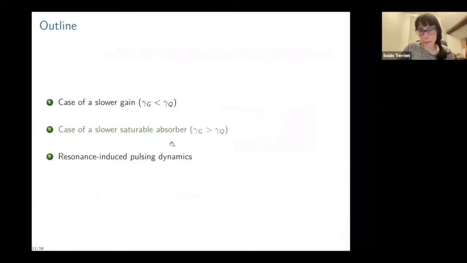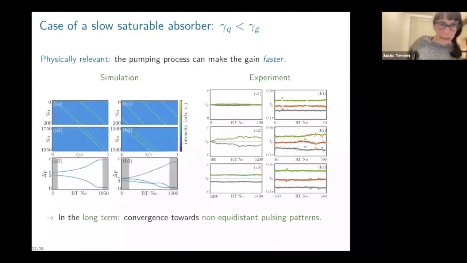So that's what happened when gamma G evolves on a slower time scale. The gain evolves on a slower time scale compared to the absorption, so gamma G is smaller than gamma Q. Now, if we consider the reverse situation, where gamma G is larger than gamma Q, we can have quite different dynamics. And so that's what we explore here.